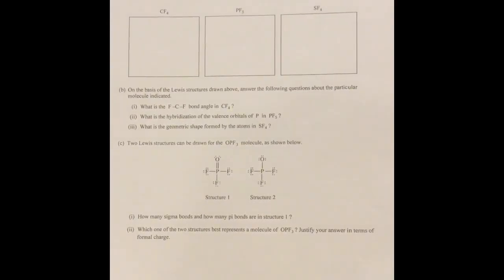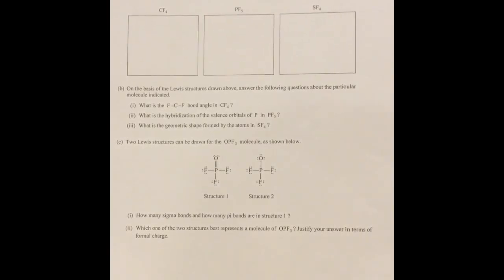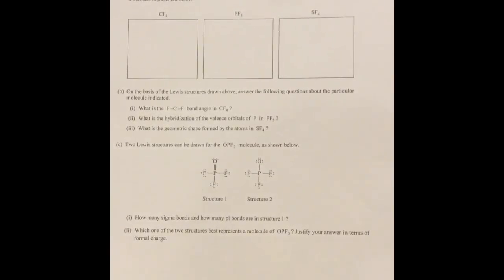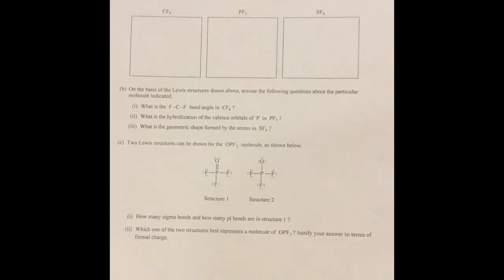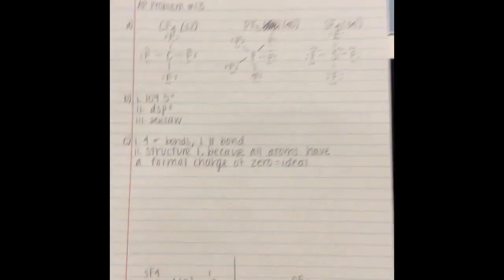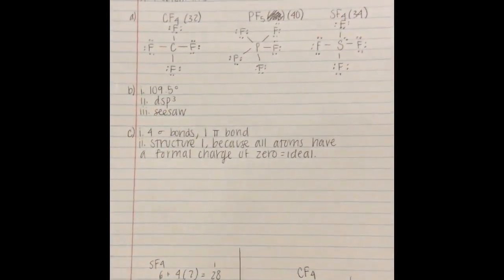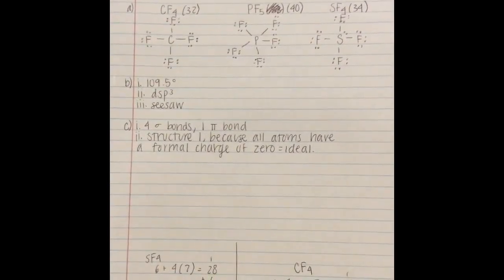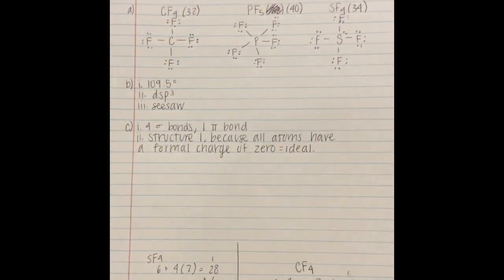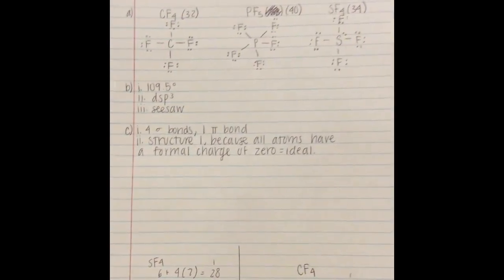For B, it says, on the basis of the Lewis structures drawn above, answer the following questions about the particular molecule indicated. What is the FCF bond angle in CF4? The angle in CF4 represented right here is 109.5 degrees, and that is because it's tetrahedral because it has 4 single bonds and 0 lone pairs.